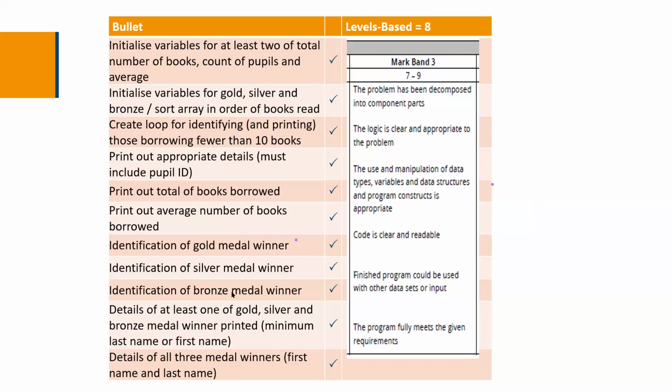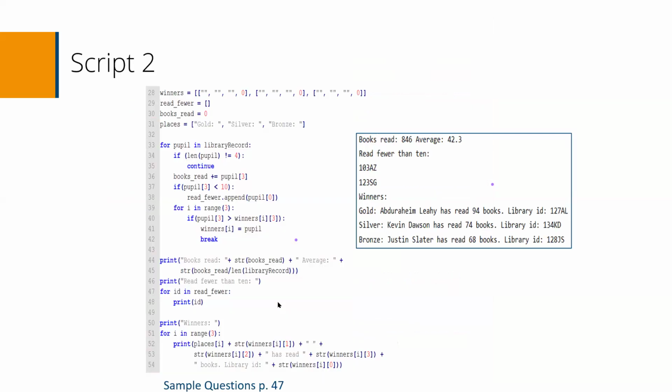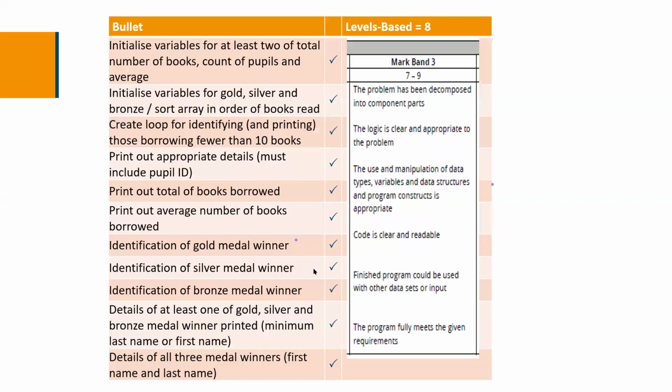We've identified the winners, and at least one gold one is printed, minimum, last name or first name. Yes, it details all three medal winners, yes, that's there. Oh, sorry, that way. There they are. It's all there, it's all perfectly fine. But also, more importantly, we could have looked at the code and seen that the code would do that. I must emphasize, it doesn't have to work for any of these marks. It just has to be that sometimes it's easier if it does work because you can just see it straight away. Obviously, a much better answer than last time.